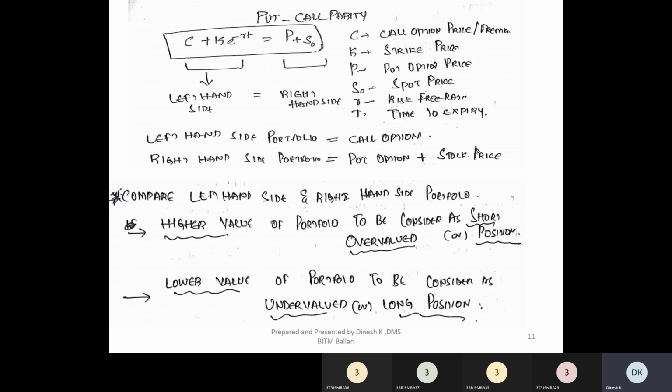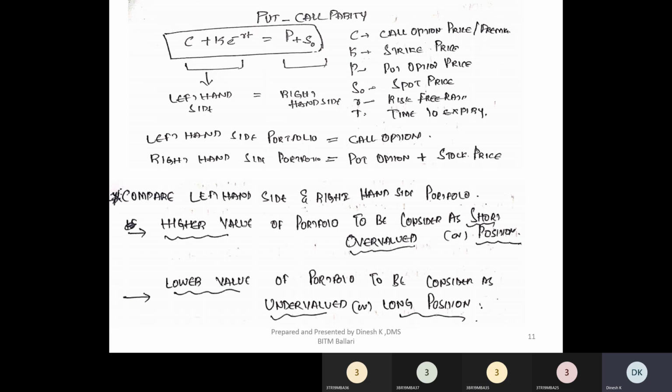Let's assume my left hand side portfolio is overvalued, which means the value is higher. When it is overvalued, I need to look at what exactly is involved in this portfolio. What assets are included in the left hand side portfolio? Call price and strike price. Yes, the call price and the call's strike price.